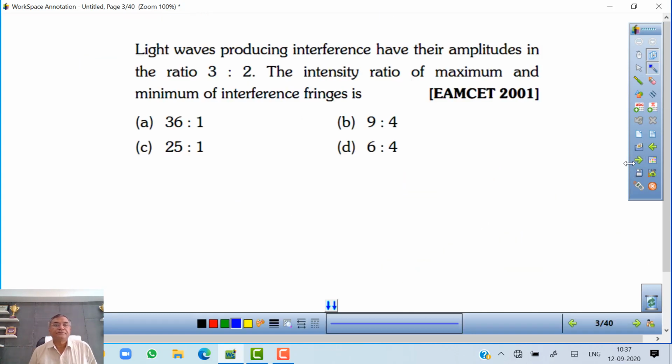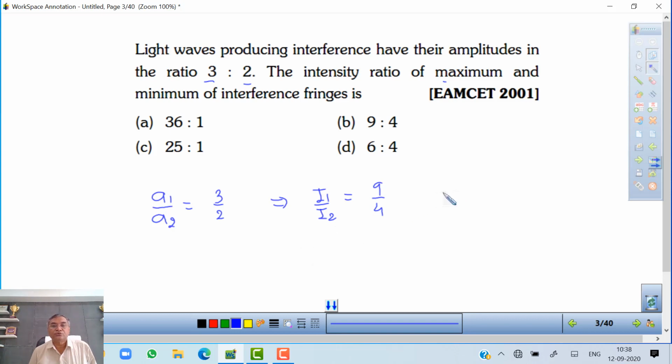Then next one, light waves producing interference have their amplitude in the ratio of this. So we have given A1 upon A2 is equal to 3 by 2. The intensity ratio of maximum and minimum of the interference again. So now we calculate intensity from this. So I1 upon I2, amplitude square, so 9 upon 4. Intensity ratio maximum minimum. So you may think the answer has come? No, the answer has not come. This is not asked. It is asked maximum to minimum.